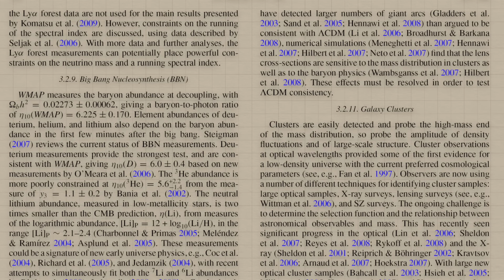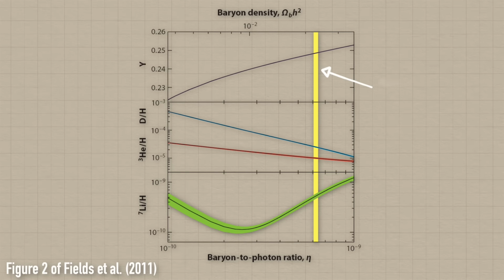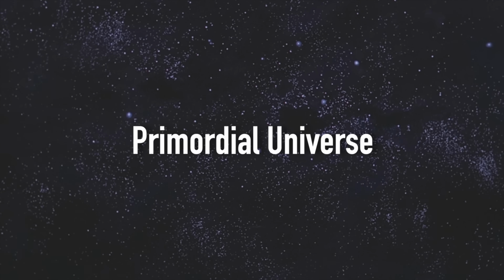With that ratio, we can then get an accurate prediction for how much of each of hydrogen, deuterium, helium, and lithium are made in the first few minutes of the universe's lifetime. What's known as the primordial universe. So you might often hear these referred to as primordial abundances of hydrogen or lithium.